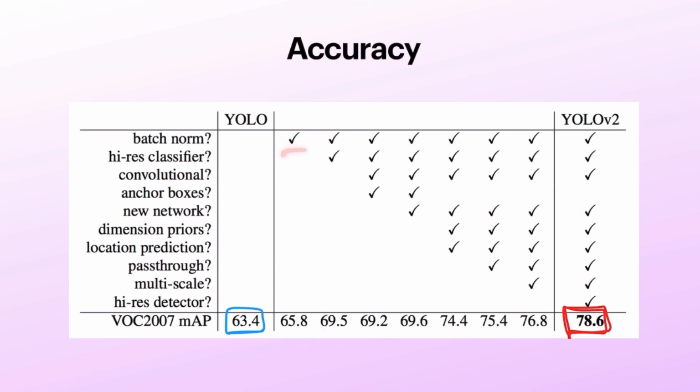Batch normalization has increased it by 2%. And adding the high resolution classifier has improved by 6% compared to the original. So you can see all these differences.